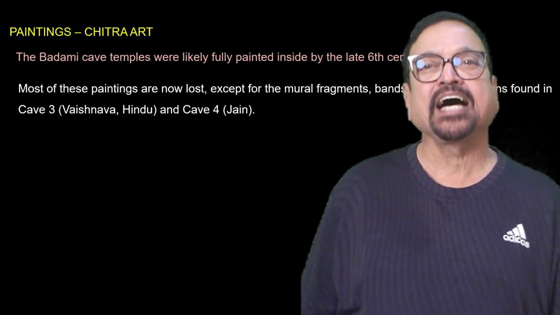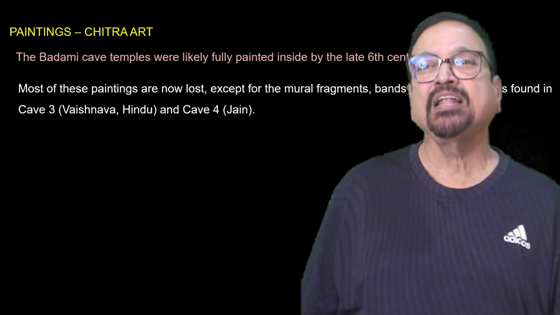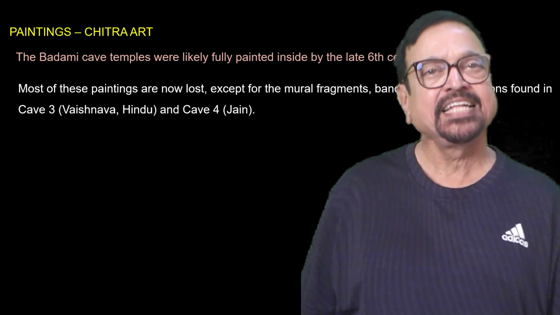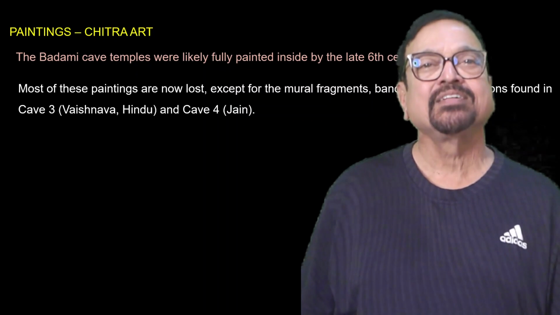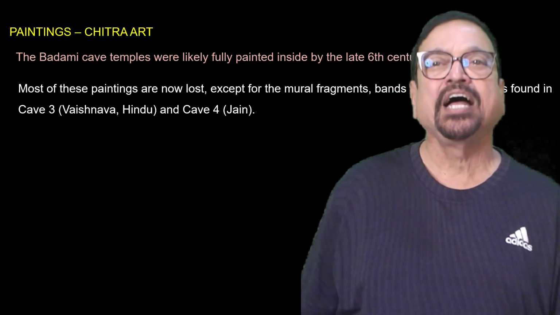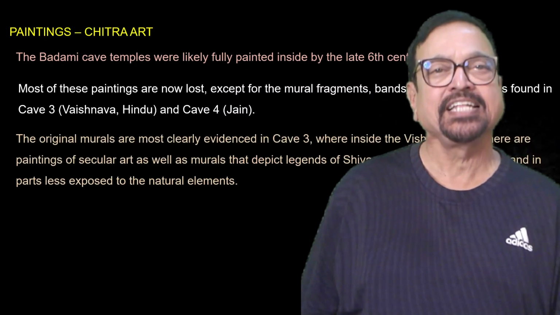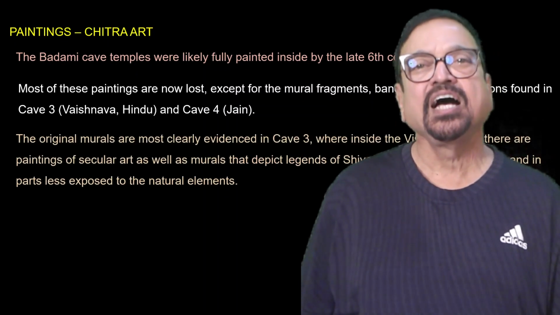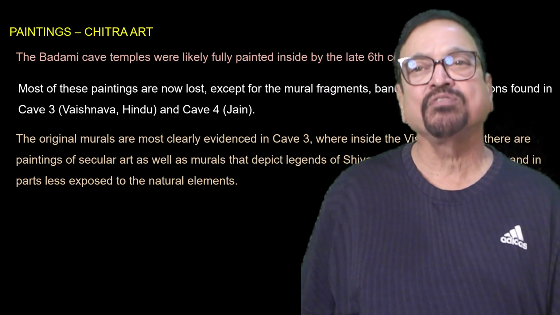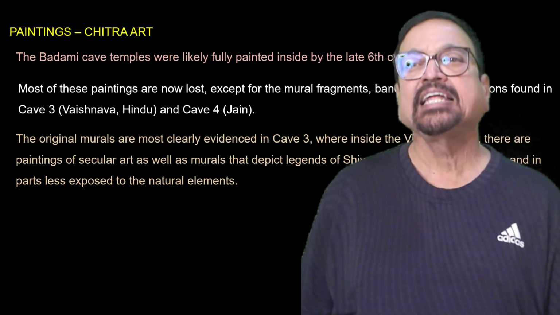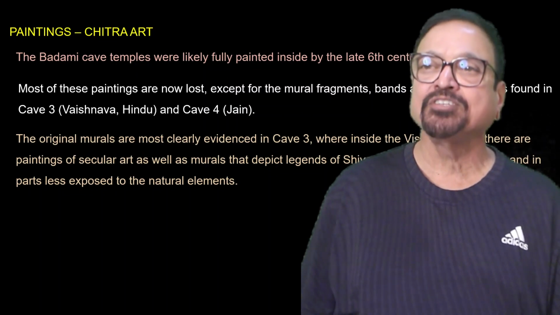Most of these paintings are now lost except mural fragments, bands and faded sections found in cave 3, that is what we are seeing right now, which is Vaishnava Hindu, and cave 4, that was devoted to Jainism. These two caves still have them. The original murals are the earliest evidence in cave 3, and these are inside the Vishnu temple.